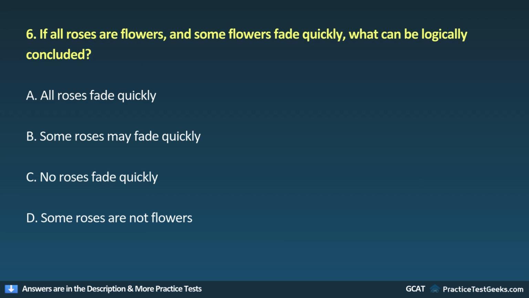6. If all roses are flowers and some flowers fade quickly, what can be logically concluded? A. All roses fade quickly. B. Some roses may fade quickly. C. No roses fade quickly. D. Some roses are not flowers.